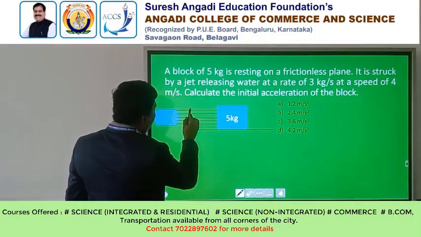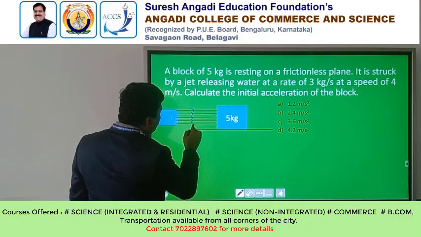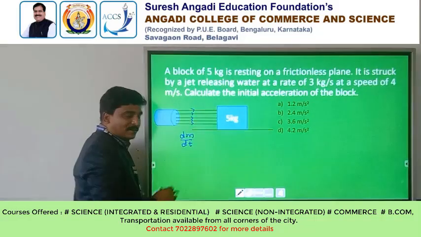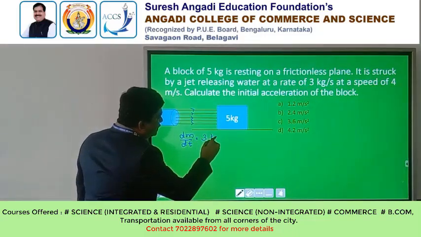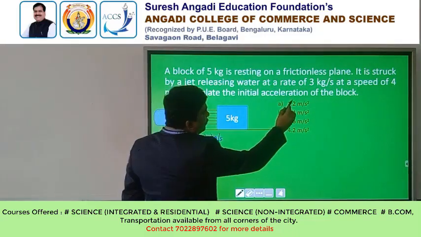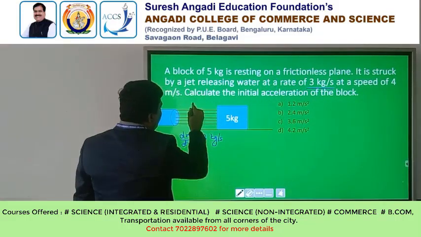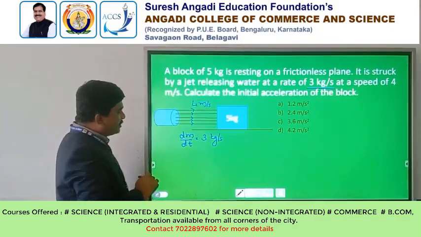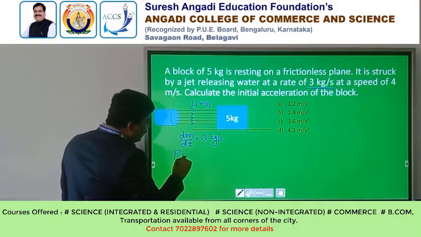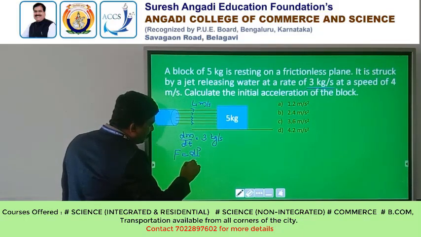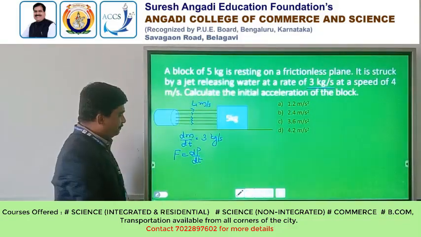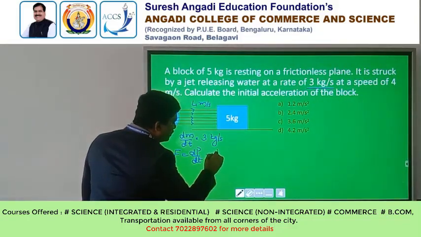The data given here: the water jet releases the water at a rate, meaning the mass per every second, it is 3 kg per second, and the water is going at a speed of 4 meter per second. V is not changing, V is fixed. Now by using the formula F is equal to dp by dt from Newton's second law of motion, where force is the time rate of change of momentum, and momentum is mass into velocity, d by dt of m into v.